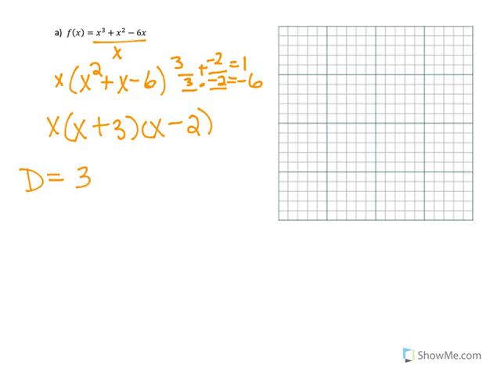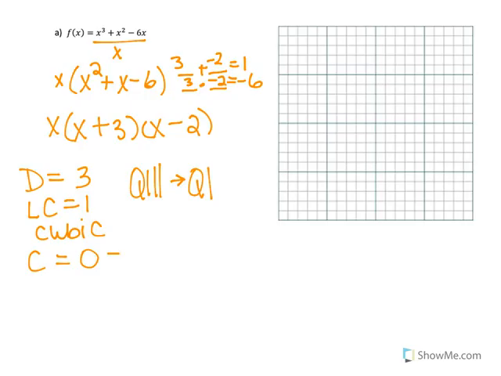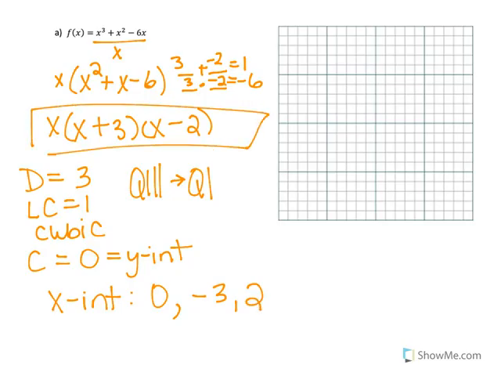So looking at this, our degree is 3, our leading coefficient is 1, which means it goes from quadrant 3 to quadrant 1, and it's a cubic. Our constant is 0, so that is our y-intercept, and our x-intercepts are 0, negative 3, and 2. And that is based off of our factored polynomial. So let's graph this puppy.